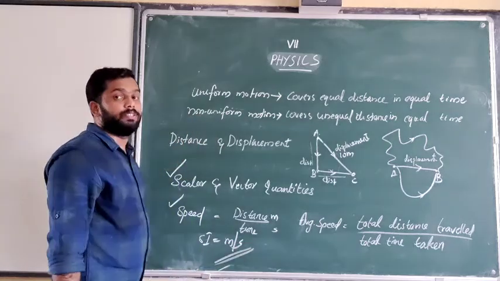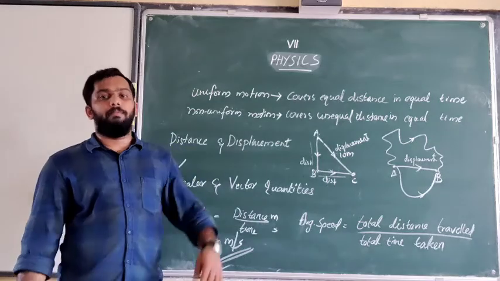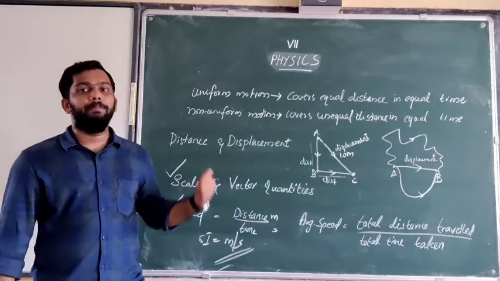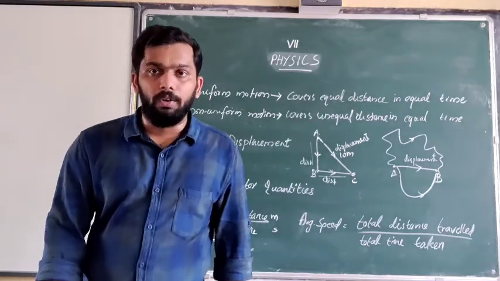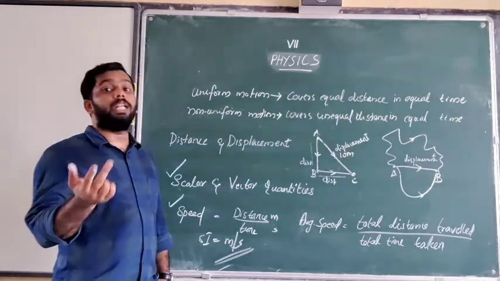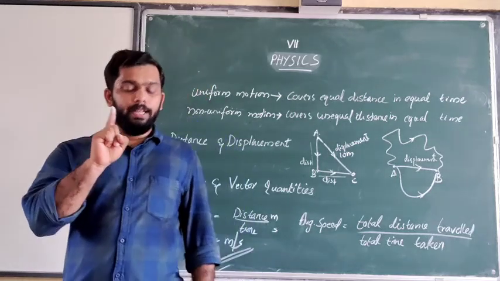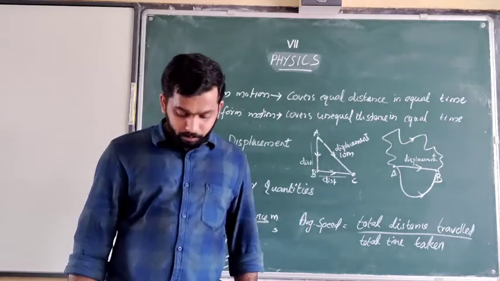Meter per second is the SI unit of speed, and we know that multiple units of speed are used, such as kilometer per hour. Kilometer per hour is a multiple of the SI unit of speed. The SI unit of speed is meter per second. You have to keep it in mind.